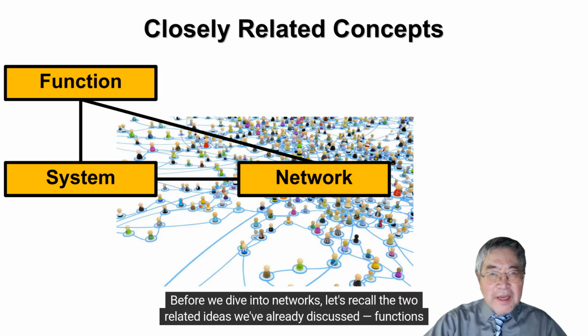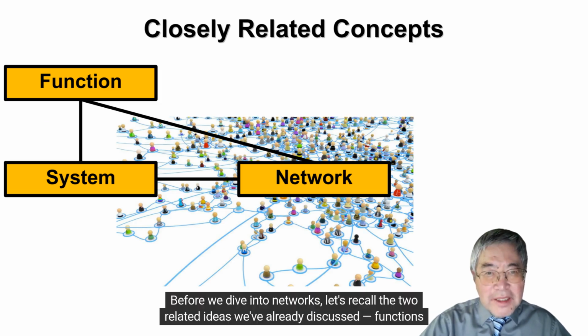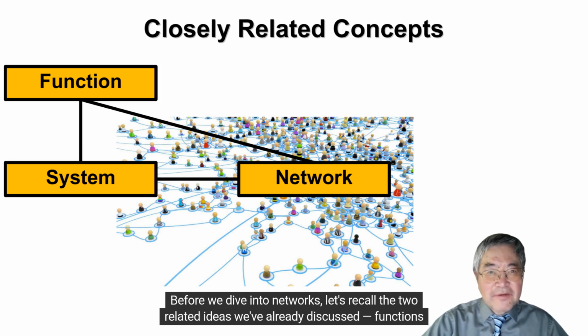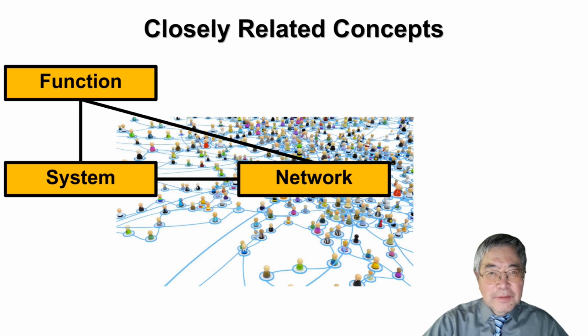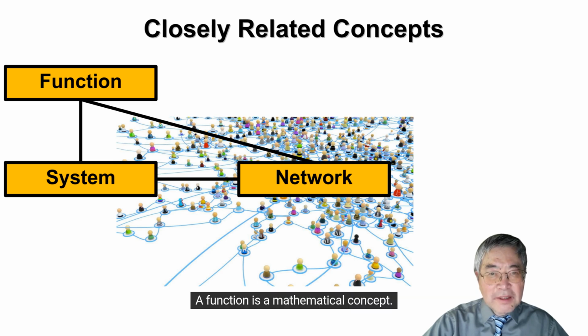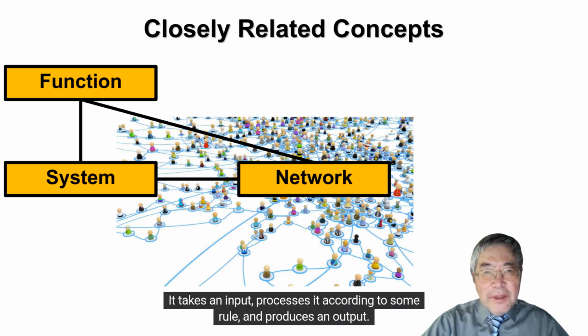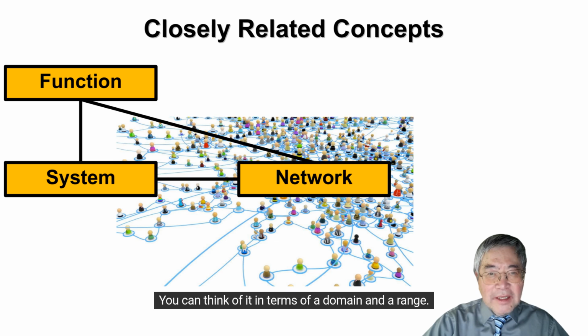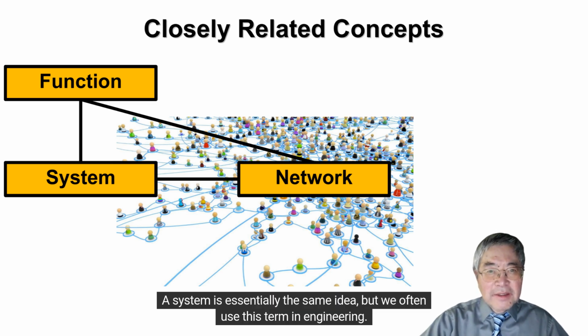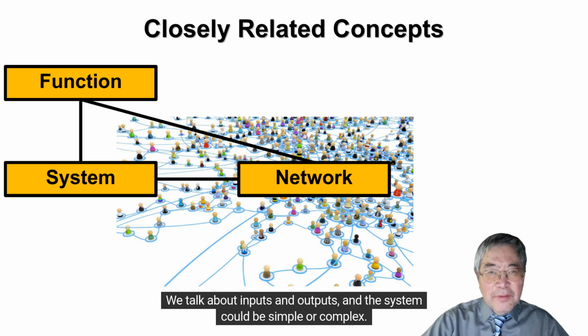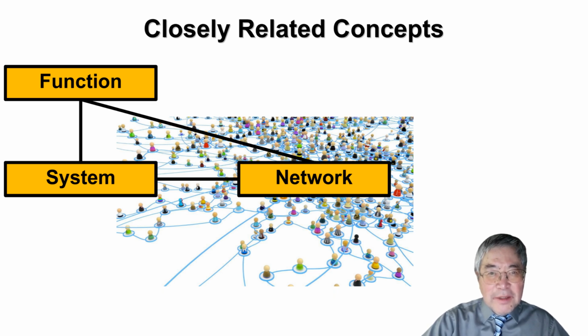Before we dive into networks, let's recall the two related ideas we've already discussed: functions and systems. A function is a mathematical concept. It takes an input, processes it according to some rule, and produces an output. You can think of it in terms of a domain and a range. A system is essentially the same idea, but we often use this term in engineering. We talk about inputs and outputs, and the system could be simple or complex.